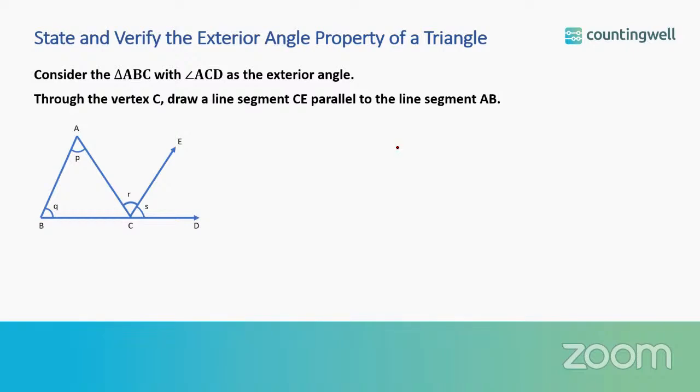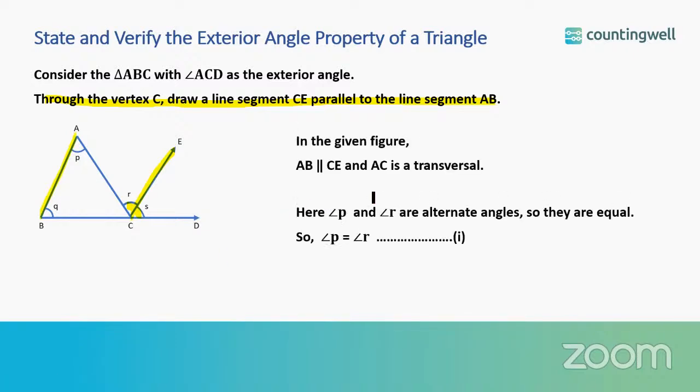Let us see how to verify this property. For this, we consider a triangle ABC with ACD as an exterior angle. So here you can see ABC is a triangle with ACD as an exterior angle. Through vertex C, this is the construction part. Through the vertex C, we draw a line segment CE parallel to the line segment AB. So this CE will be parallel to line AB. So this is by construction.